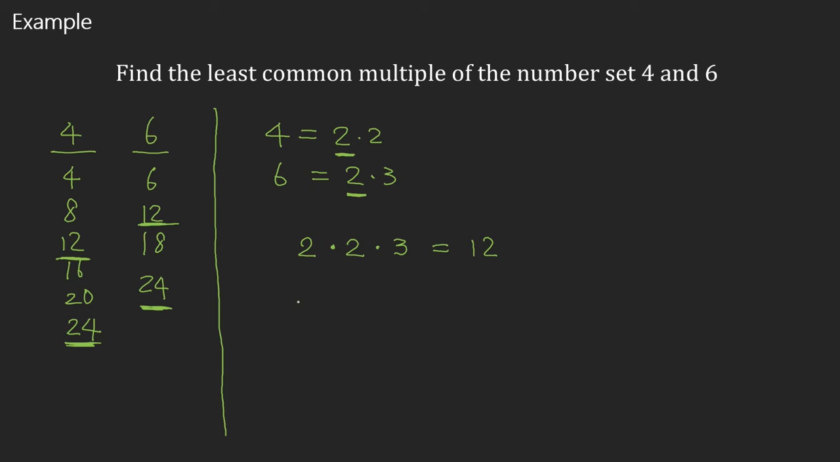Another notation to denote least common multiple is usually written as LCM in short, followed by the numbers that we want to find the LCM on, and that equals 12 in our case.